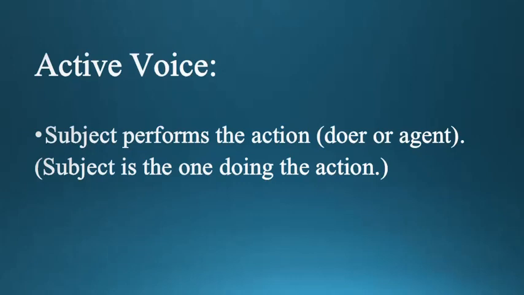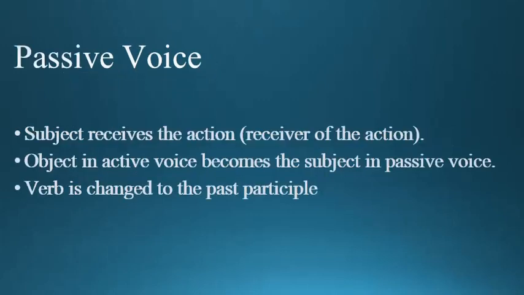In active voice, the subject is the one who performs the action, that is the doer or the agent. We could say the subject is the one doing the action. In passive voice, which we'll see examples for in later slides, the subject receives the action, that is the receiver. The object of the sentence becomes the subject, and the object in active voice becomes the subject in passive voice.